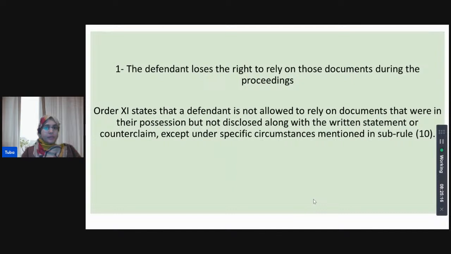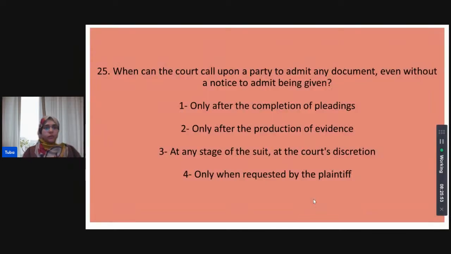So, what happens is that the defendant loses his right to rely on those documents during the proceedings, because if he had them, he could have disclosed them in the beginning only, and that would have given him a correct position in law to rely on those. He cannot just pull them in the middle of the proceedings. So, Order 11 states that the defendant will not be allowed to rely on documents that he had with him to begin with, but did not disclose in the counterclaim or the written statement. Again, there are certain exceptions to it. There might be situations where this is allowed. They are mentioned in sub rule number 10 of the order.